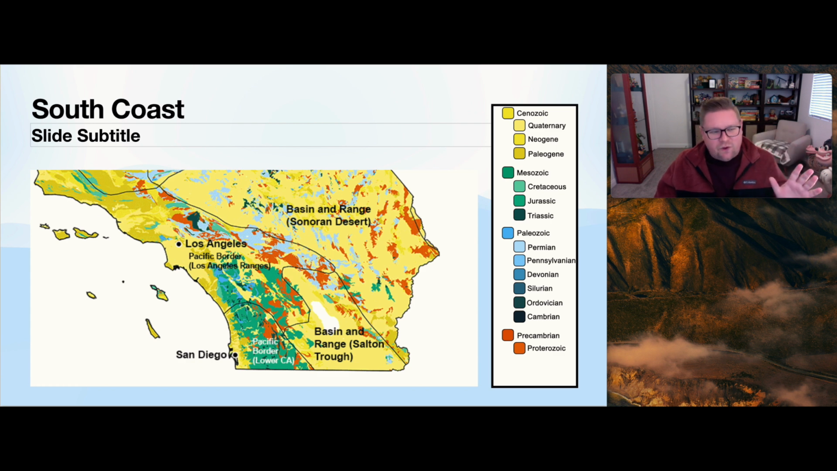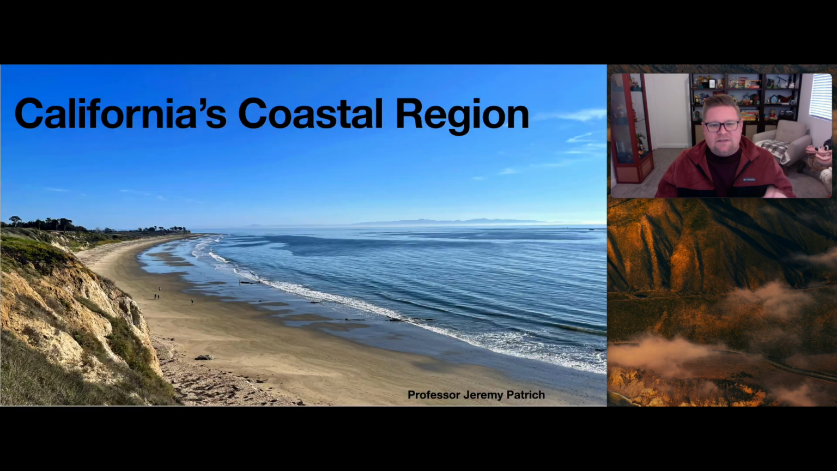Anyway, South Coast. So we broke this up into thirds, technically fourths, because we kind of break it into smaller pieces. But California's coastal region. Boom. So that's kind of an overview of the entire thing. California's coast, north to south.